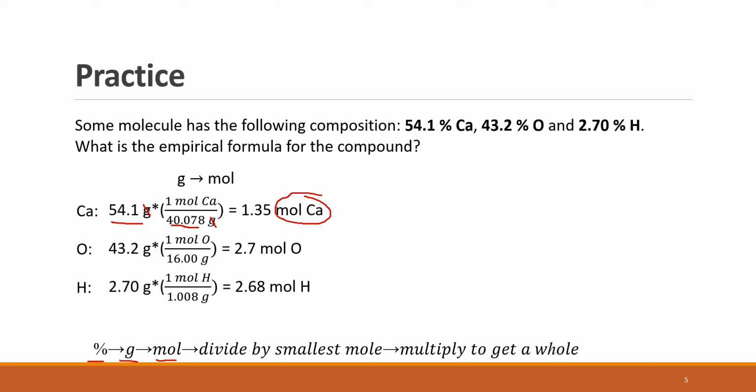We do the same thing for oxygen and hydrogen using the mass of oxygen, which is 16 grams per mole, and the mass of hydrogen, which is 1.008. Or your periodic table might say 1.01 if it rounded differently. So now we have all of the amounts in moles. The next step is to figure out which one is the smallest and divide. Looking at these numbers, I see that calcium has the smallest, 1.35. So that means we're going to divide all three of these by 1.35.